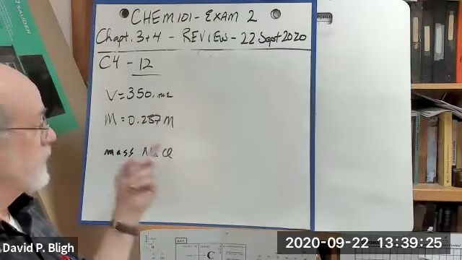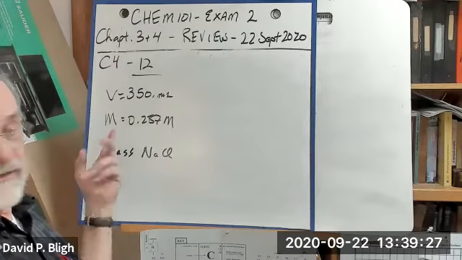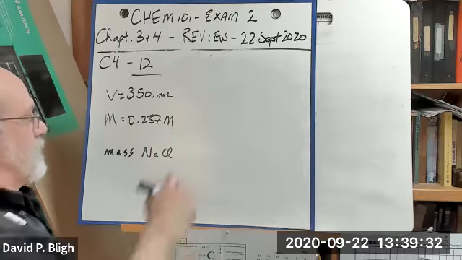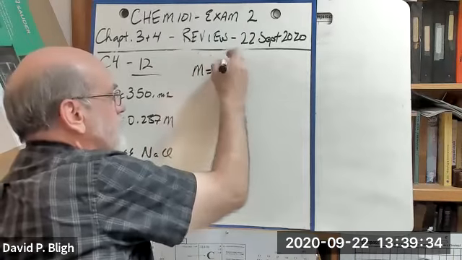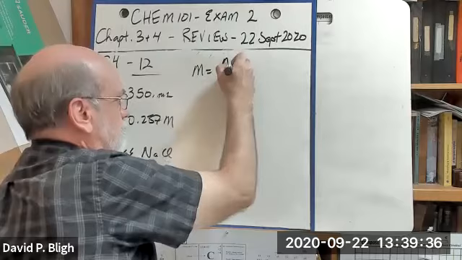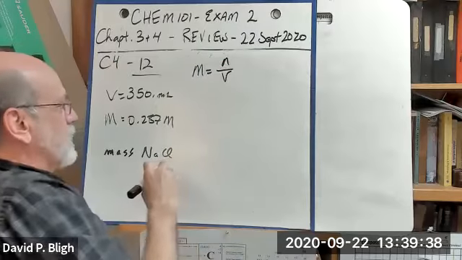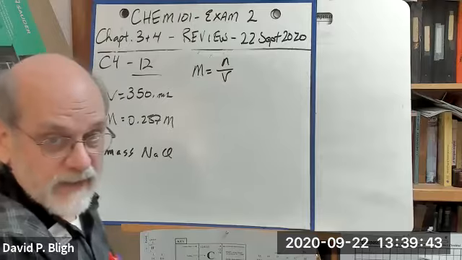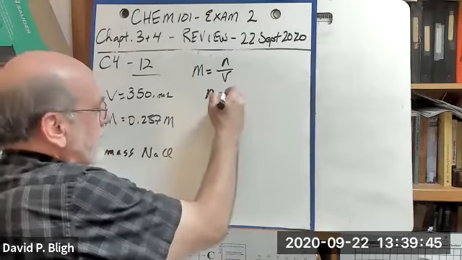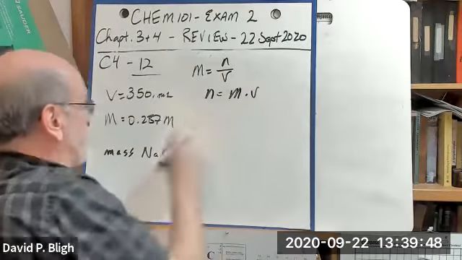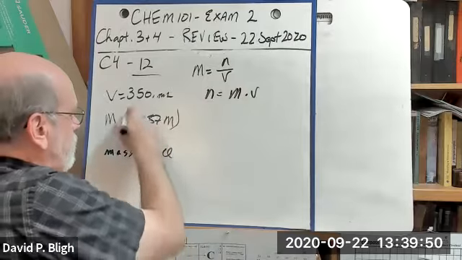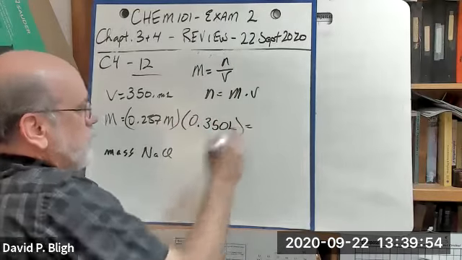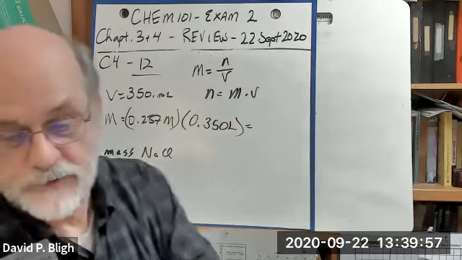Can we calculate it directly from that? No, because the definition of molarity is moles per liter. So remember, molarity equals moles per unit volume. If we want to find out how many moles there are, which is on the way to finding the mass, we need molarity times volume. So this times this will give us the moles of sodium chloride.